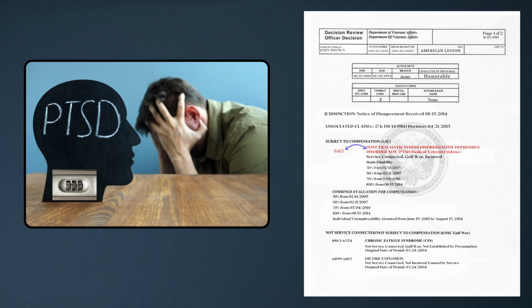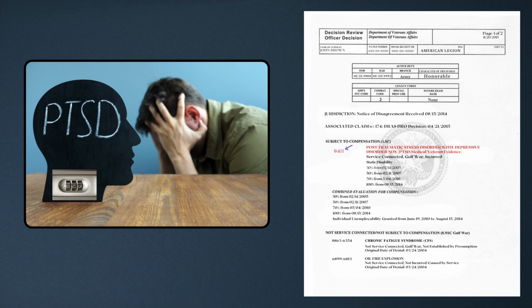Now it's time to break another code. 9411 is the diagnostic code for post-traumatic stress disorder. Mr. Brown has PTSD with depressive disorder, NOS. The NOS stands for Not Otherwise Specified. In this case, Mr. Brown's depression is not rated separately from his PTSD, and does not have its own diagnostic code. There is an important thing you need to understand about mental health ratings. While you may be diagnosed with several different mental health disorders, you can only get compensated by the VA for one, and that will be the one that's the most severe. In Mr. Brown's case, it's his PTSD.